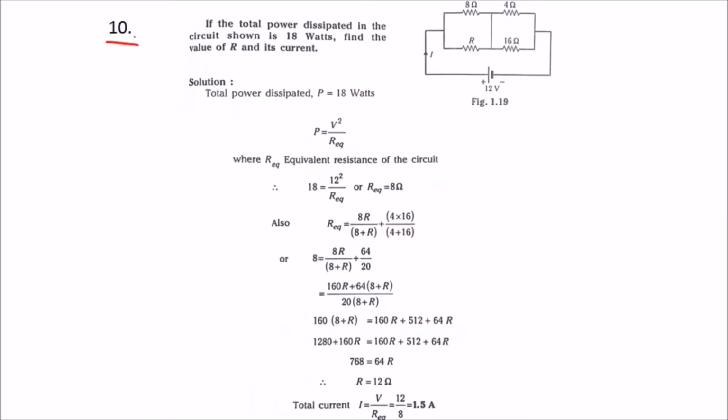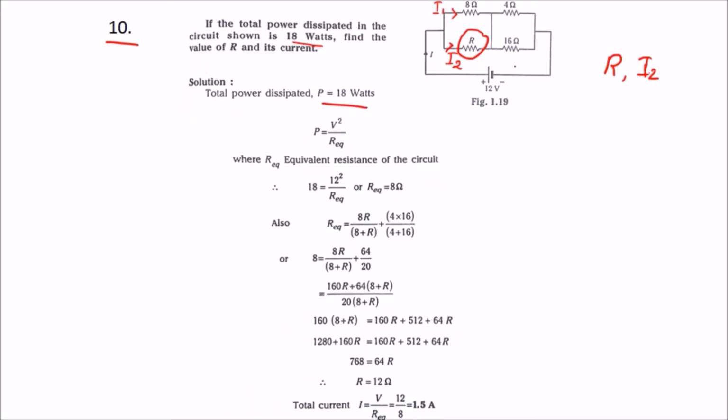Problem number 10. If the total power dissipated in the circuit shown is 18 watts, find the value of R and its current. So here in the circuit we need to find the value of R and current. Let us say this is I2, let us name this as I1. So we need to find the value of R and I2. We know that power is 18 watts.